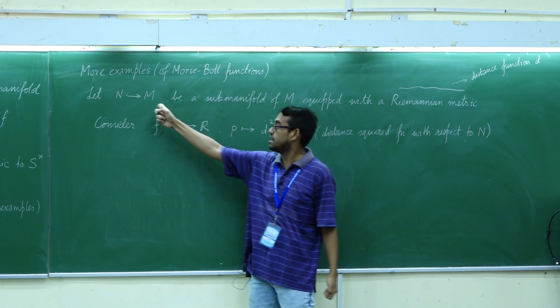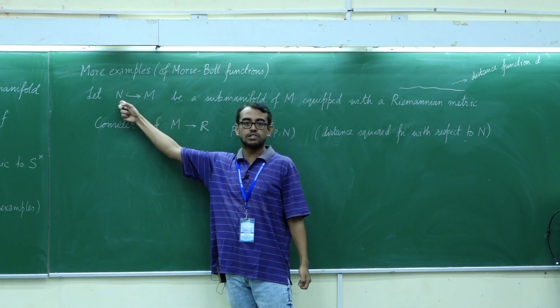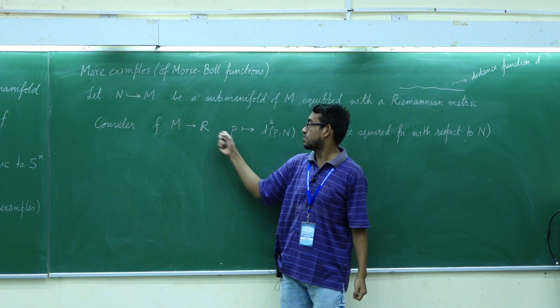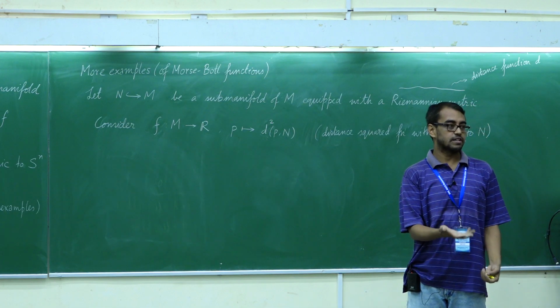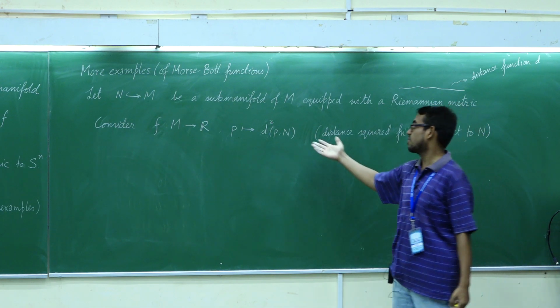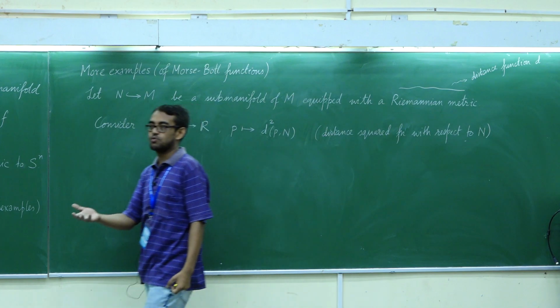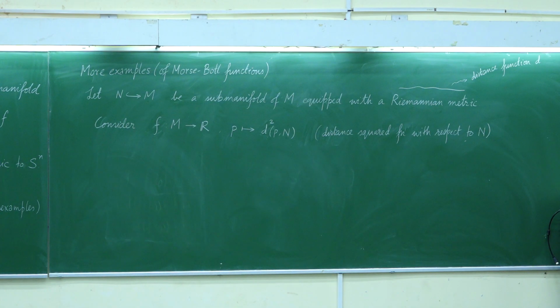The simplest example is we take M to be the real line, N to be the origin. What is the distance function from a point to the origin in the real line? It's mod x. Mod x is not differentiable, but if we square it, x squared, that's a very nice function. It's differentiable. In fact, it's smooth. At the origin, if you differentiate, the Hessian is 2. It is a Morse function.